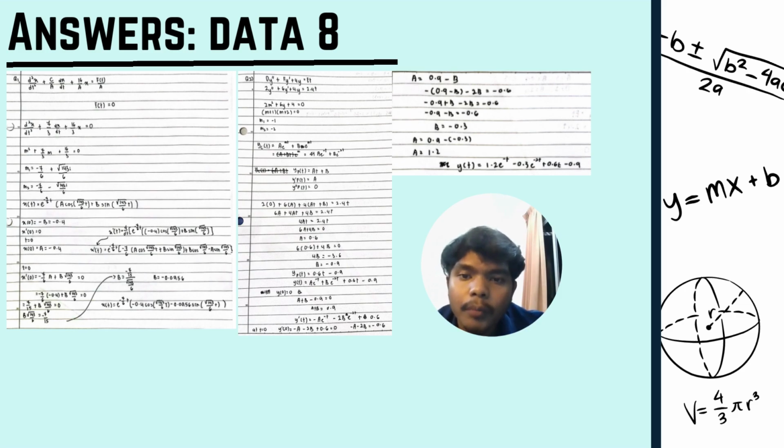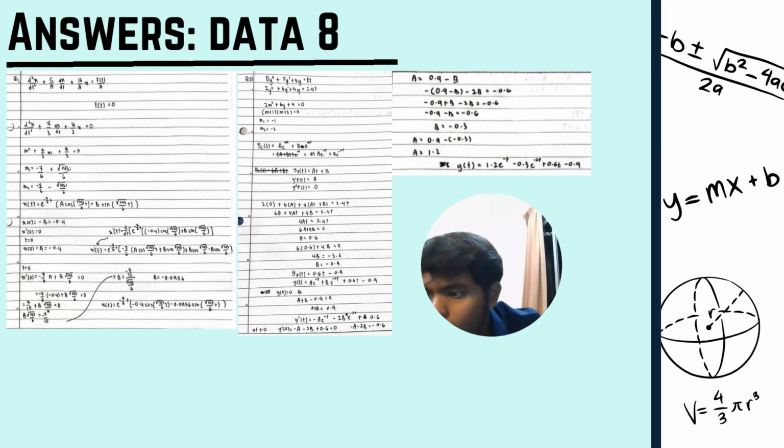So right now I'm going to continue with the answers in data 8. As usual, just key in the equation. The equation should be m squared plus 7 over 3 m plus 6 over 3. So we get m1 equals negative 7 over 6 plus 143 over 6 i. M2 we're going to get negative 7 over 6 minus 143 over 6 i. And then we put it all in the equation.